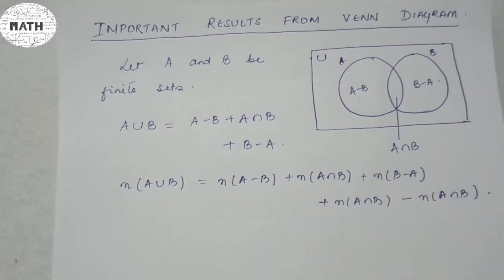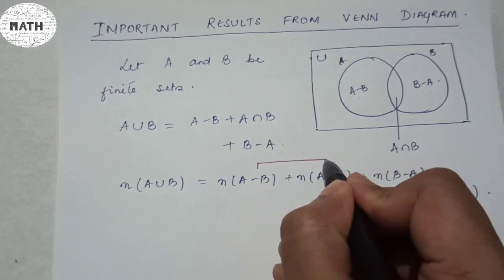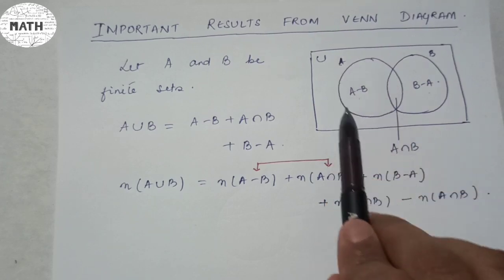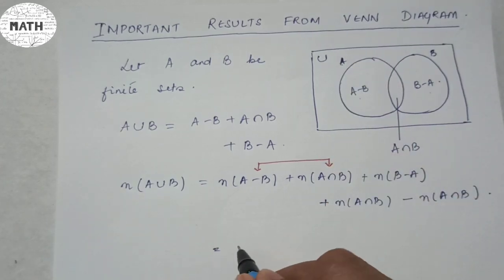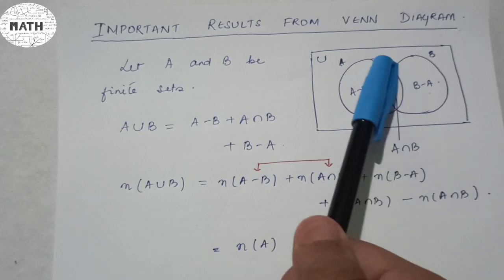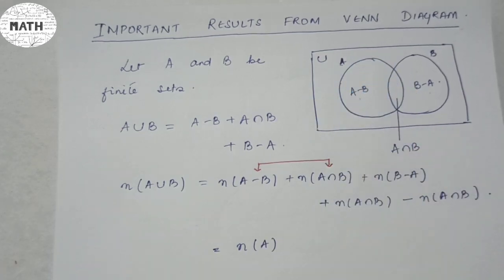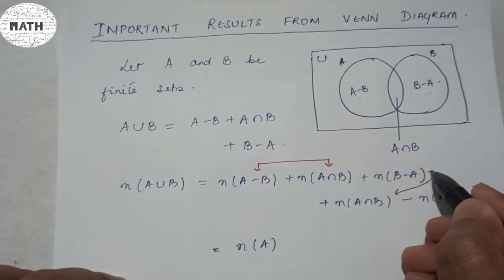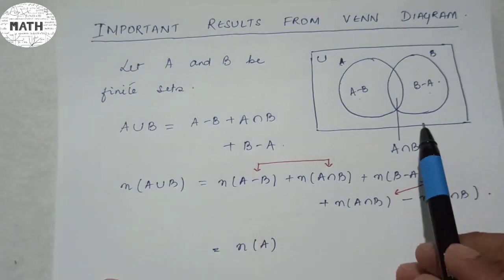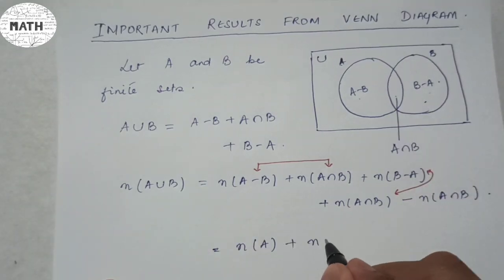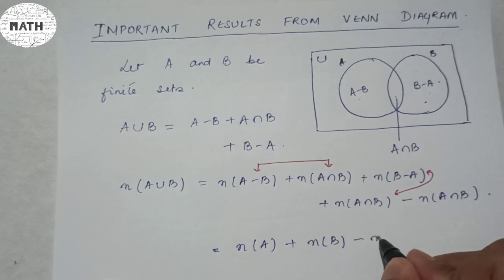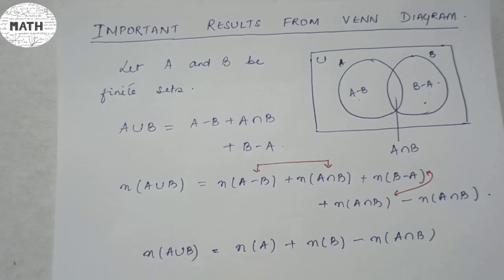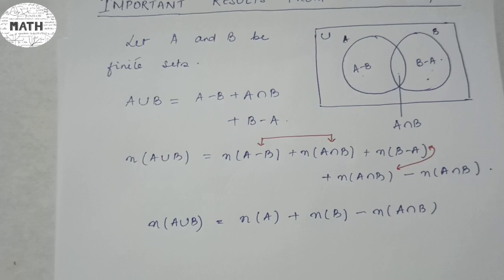Yes or no? Now, if you look over here properly, this and this, if you combine them, what is that? That is nothing more than your n of A, or not? Just check this plus this. Similarly, if you combine this plus this, these two, you'll get n of B. And what is left? Minus n of A intersection B. That's your n of A union B. This is how we got the formula. Okay, that's the first formula.